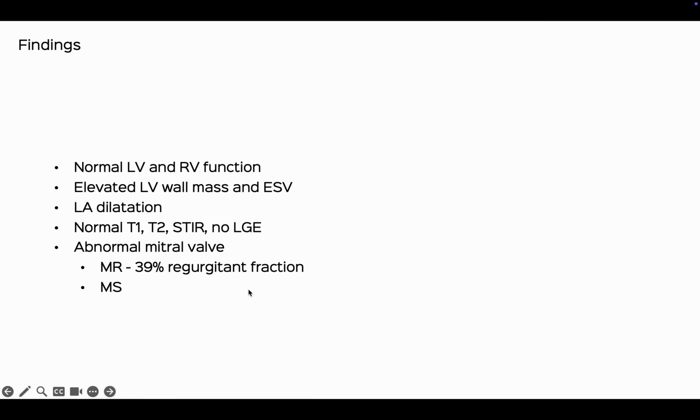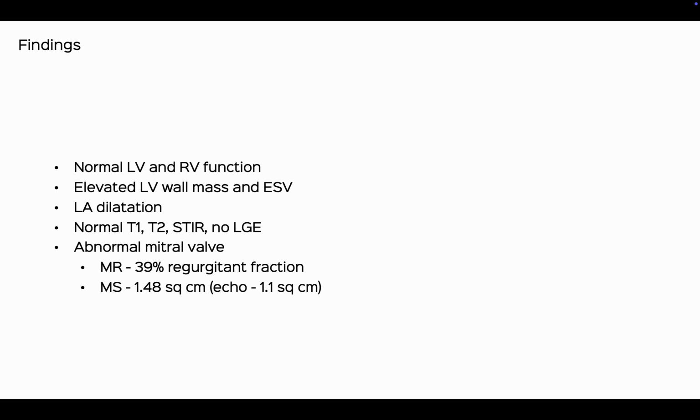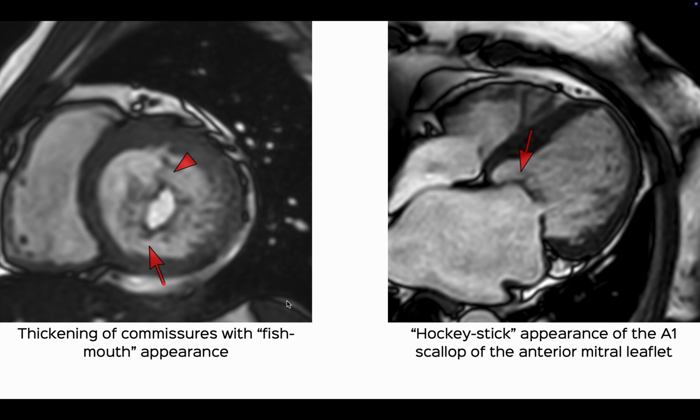So if you now add these on, and I've just changed the order here, you have an abnormal mitral valve with 39% regurgitant fraction. Now, we can't really do velocity measurements for the mitral valve with phase contrast imaging. The values are usually erroneous. So what we can do is planimetry. And clearly, with an area of 1.4 square centimeters, this is abnormal and suggestive of severe mitral stenosis. There was discordance with the echo finding, which was 1.1 square centimeters, and this is something that has been described as well.